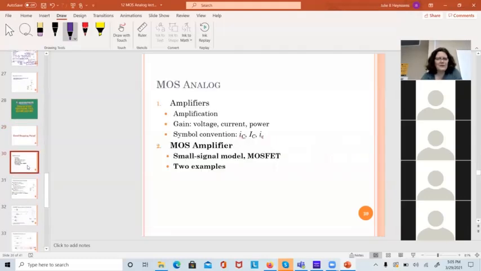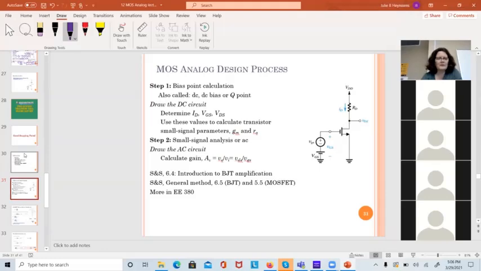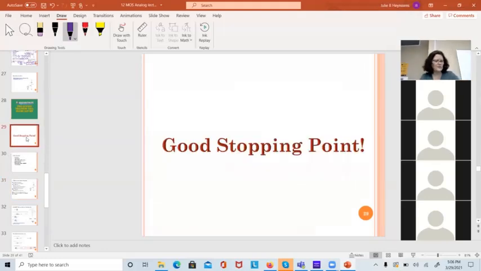So that is it, because next we're going to look at the small signal model, and that's going to be a completely different thing. So if anybody has any questions about life, the universe, or the homework, let me know. Otherwise, we can call it a day.